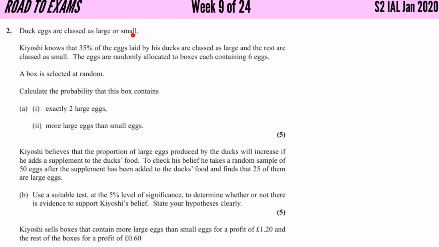It says that duck eggs are classed as large or small. Kiyoshi knows that 35% of the eggs laid by his ducks are classed as large, and the rest are classed as small. The eggs are randomly allocated to boxes, each containing 6 eggs. So as soon as I see a percentage and then a number, I might immediately start thinking of a distribution. I'm sure you know which distribution it's going to be.